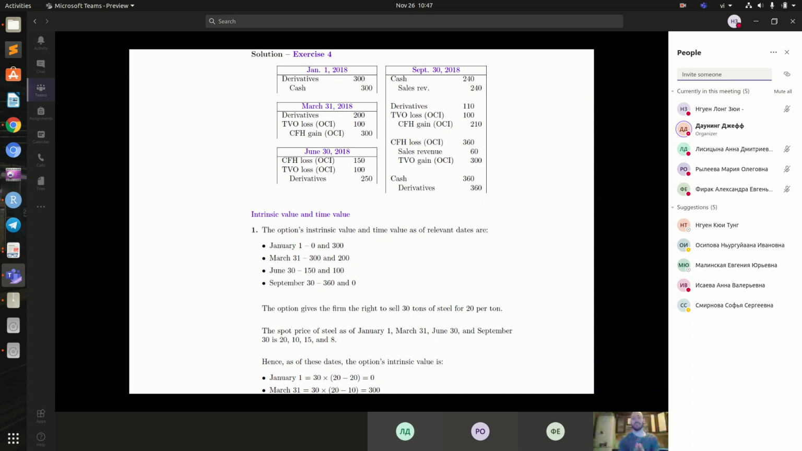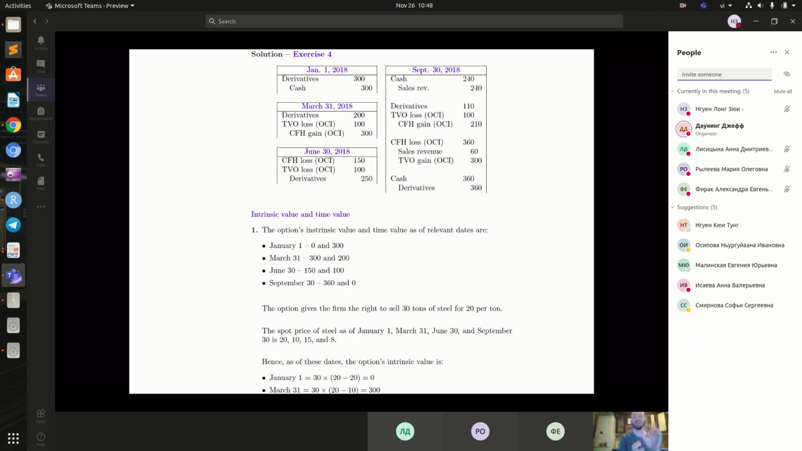On September 30th, when we sell this steel, we recycle these gains from OCI to P&L. Hence, we have cash flow hedge loss of 360 equal to these cumulative gains from prior journal entries. In addition, we have cumulative time value losses of 300, 100 as of each day. We recycle these losses into P&L, hence time value gain OCI 300. As a result, on net, we had gains in OCI of 60.